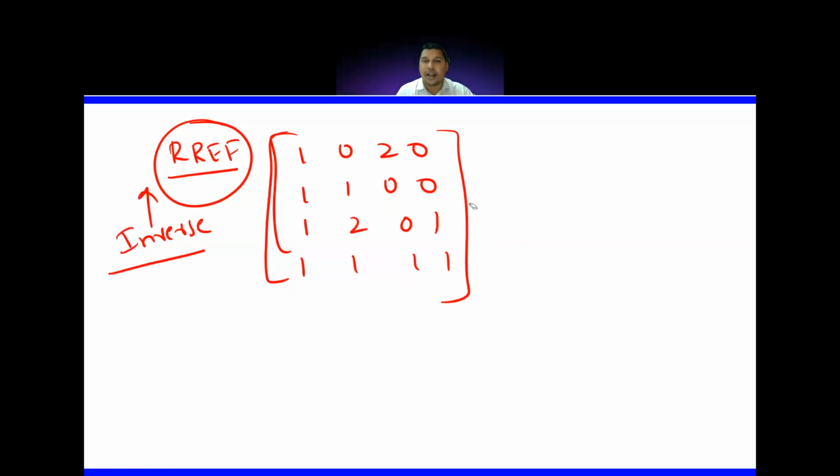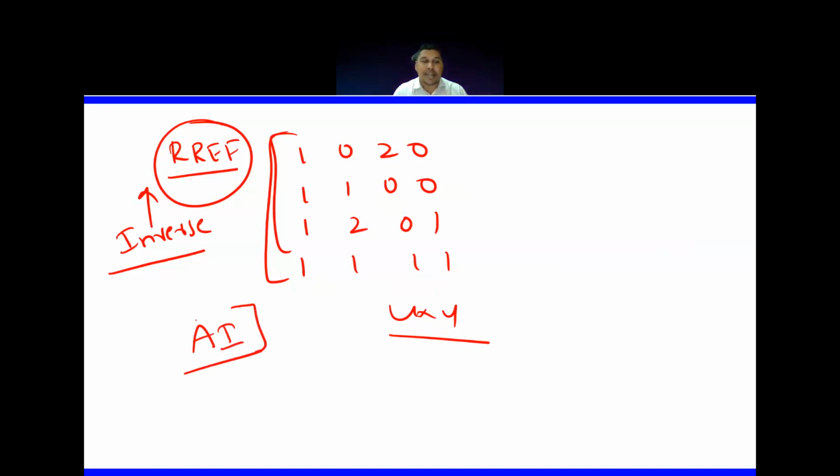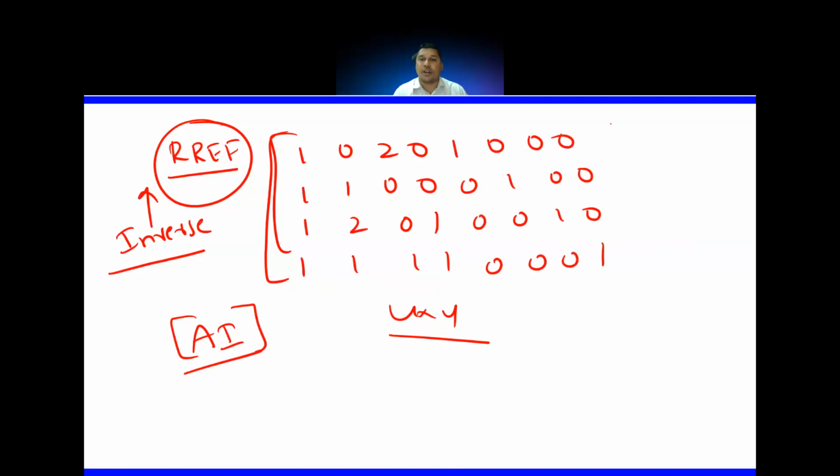How? Just append an identity matrix. What is the size of this matrix? It is 4 cross 4. See, the question is to find out the inverse of a matrix. There are multiple ways of doing it, but for higher dimension, how do you do that? One way is that you take the original matrix, augment an identity matrix, make it a matrix AI. So I will add here the identity matrix of size 4 by 4: 1 0 0 0, 0 1 0 0, 0 0 1 0, and 0 0 0 1.